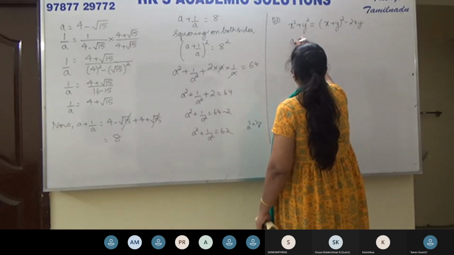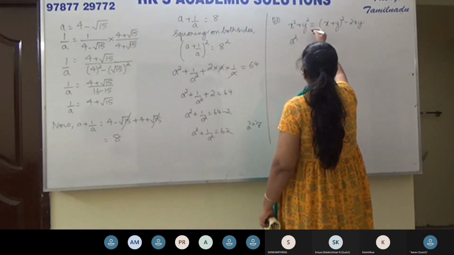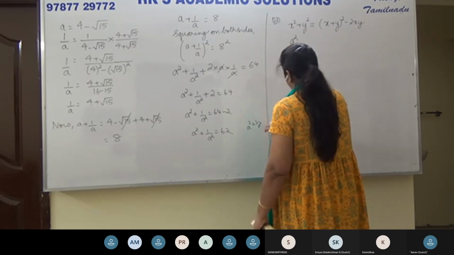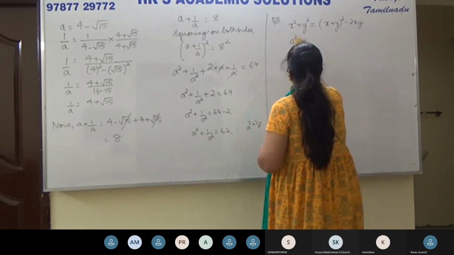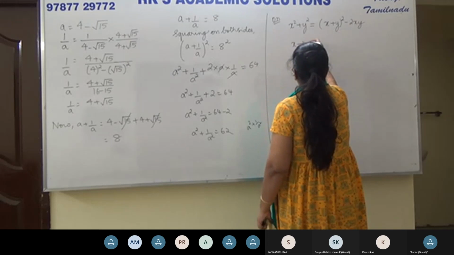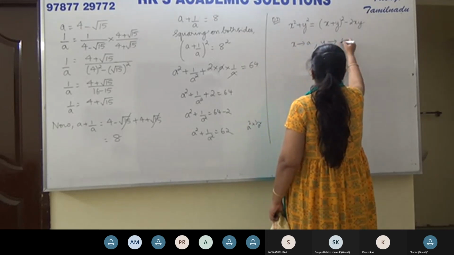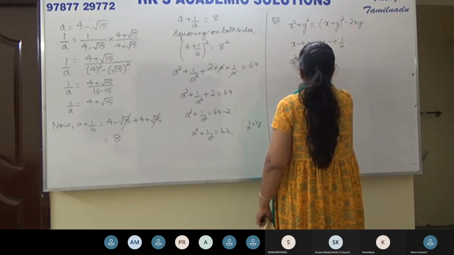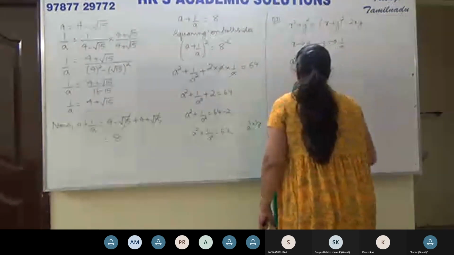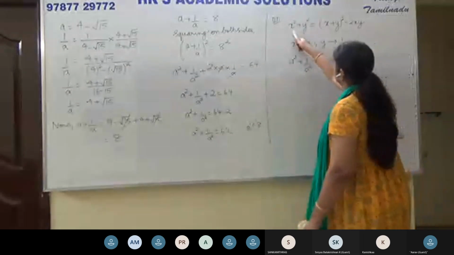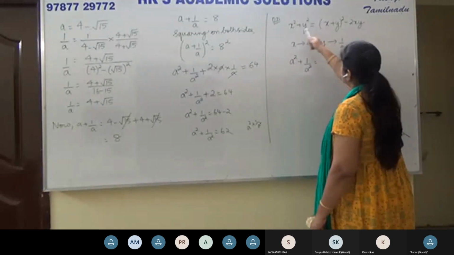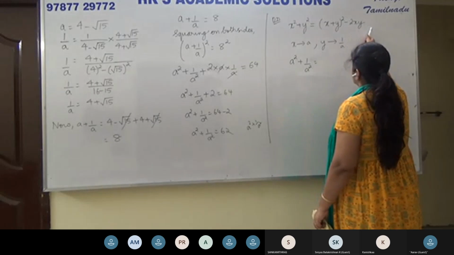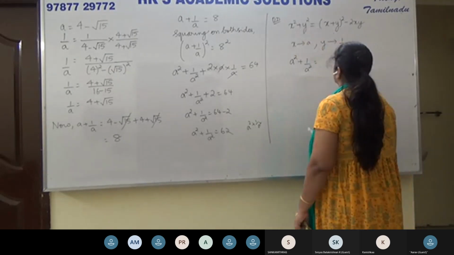All right, and this is the identity. x square plus y square is (x plus y) the whole square minus 2xy. So where x is a, if you take x as a and y as 1 by a, then a square plus, substituting here, 1 by a square is equal to, children, this is the identity. x square plus y square is equal to, like you know, a square plus b square is (a plus b) the whole square minus 2ab. I've written the same identity using x and y.